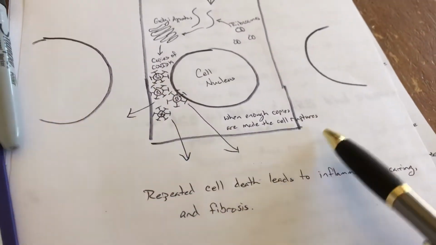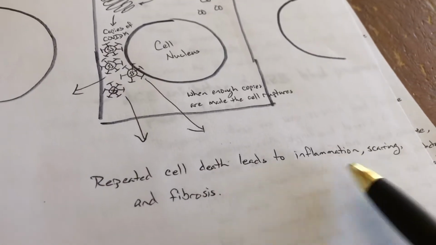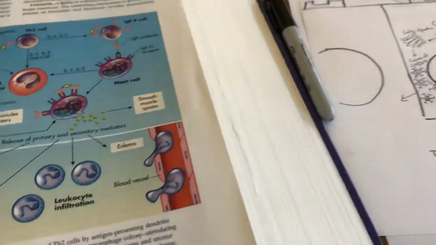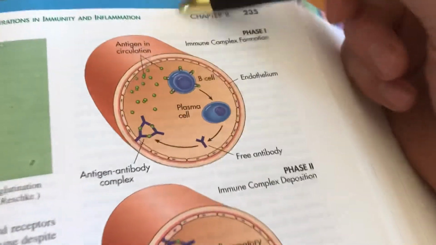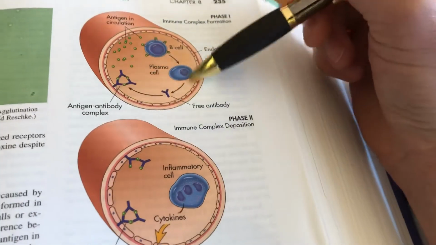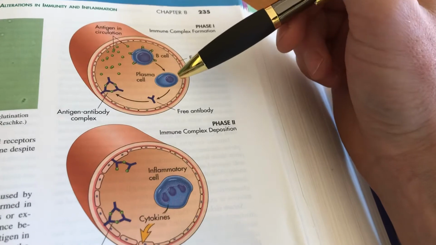Repeated cell death in this area will lead to inflammation, scarring, and fibrosis of the lungs. There's a nice picture of that here on another page of this book. There's activity going on on both sides. So this is trying to show a cross section of an airway tube, or a bronchiole, in our lungs, right?